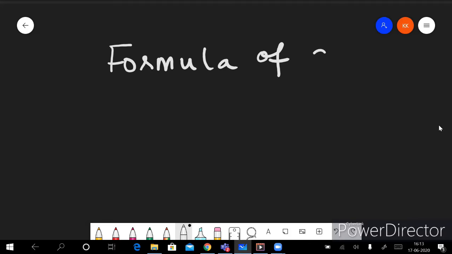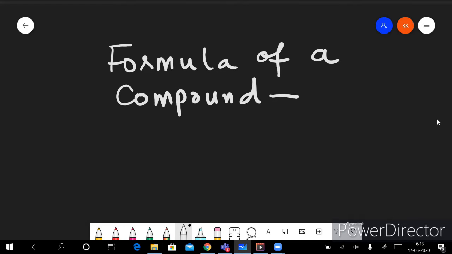Hello everyone. Today we are going to start with the topic how to find out the formula of a compound or of a crystal. Now this is a very favorite question for your exam. It can be asked for 1 mark. To understand this, let us take a very good example.